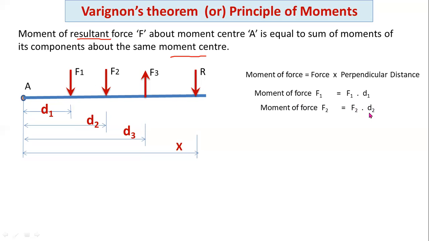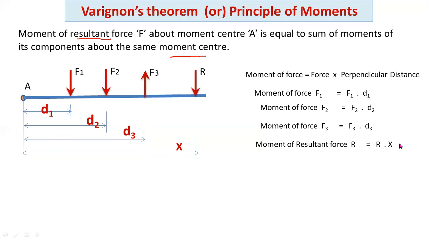Here F2 into distance D2, about the same point A. In a similar way, the moment of force F3 equals force into distance, F3 into D3. Now, in a similar way, the moment of the resultant force R equals resultant R into distance X about point A. X is the perpendicular distance between the resultant and the point A.